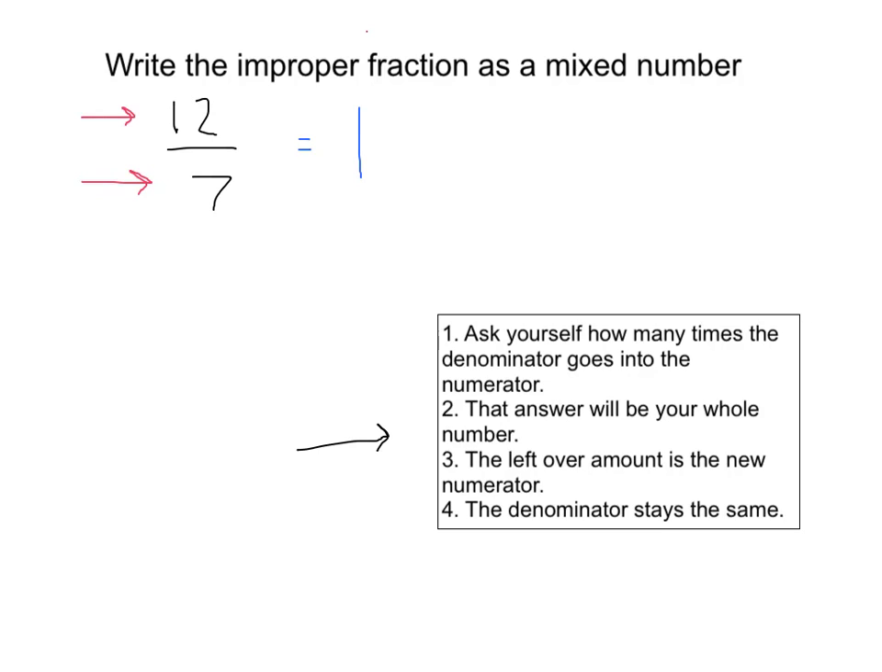How many is left over? Well, 7 goes into 12 one time, and there's 5 left over. So 5 is going to become my new numerator. And step number 4 says that your denominator will always stay the same. So the improper fraction 12/7 equals the mixed number 1 5/7.